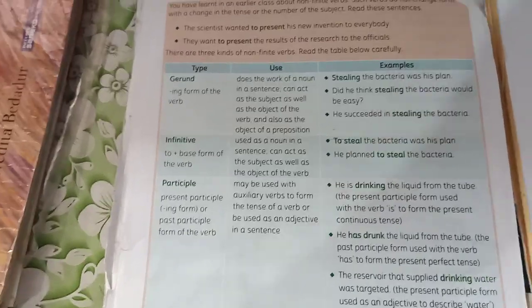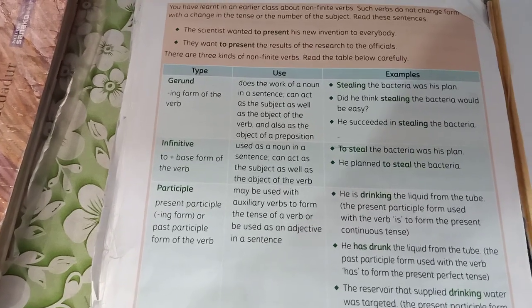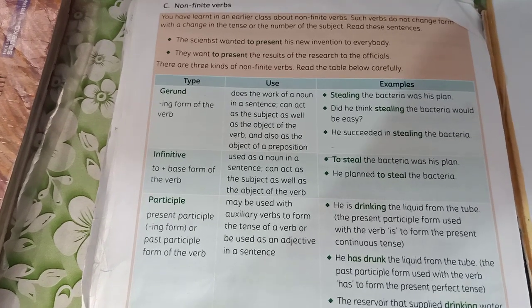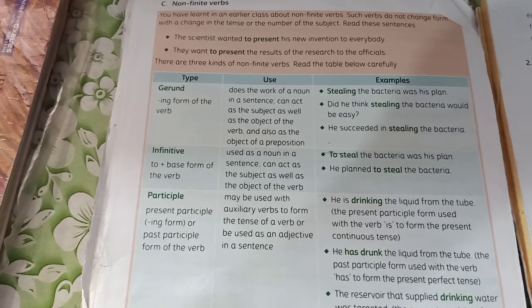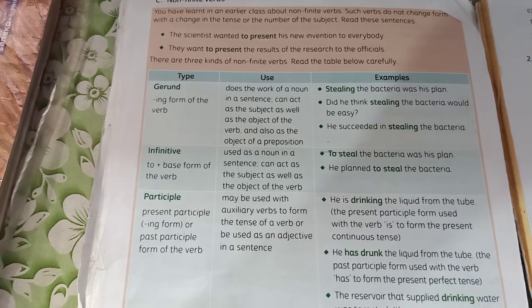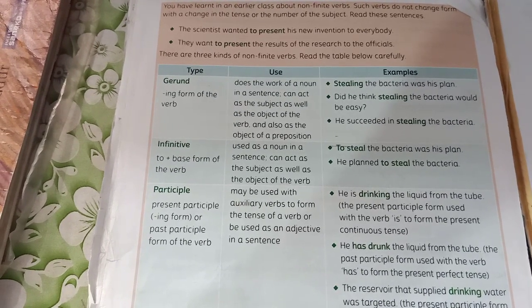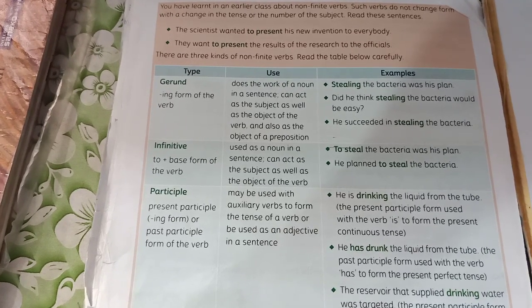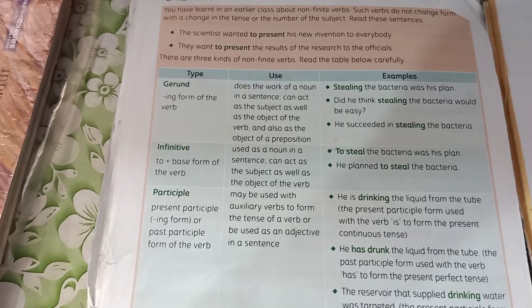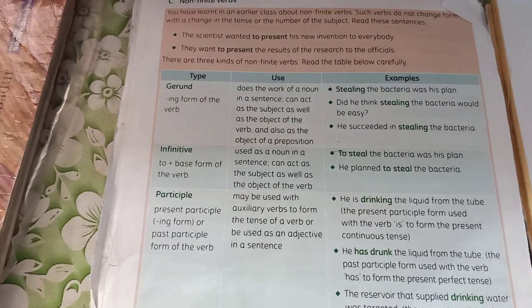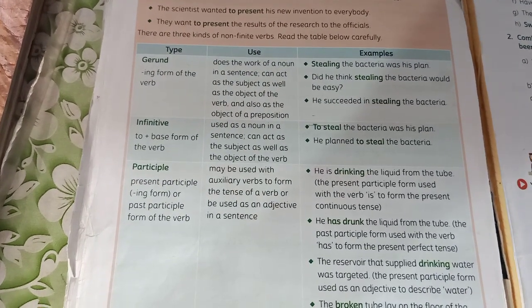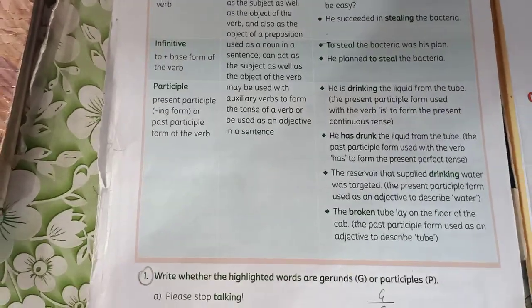The next is infinitive. In the infinitive we always use to after any verb, and after to we use the base form of the verb, or we can say the first form of the verb, like to steal. The next is participle. Participles are forms of any verb: we can use ing, we can use the second form, and we can use the third form also while talking about any tense. That's all about the participle. Simple one. Just see how we will recognize the things.